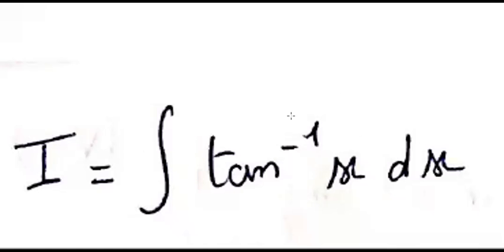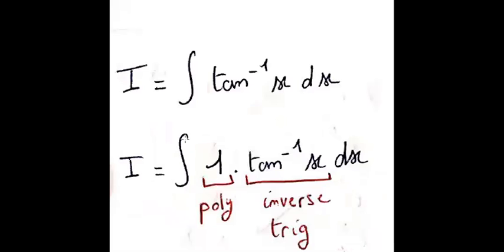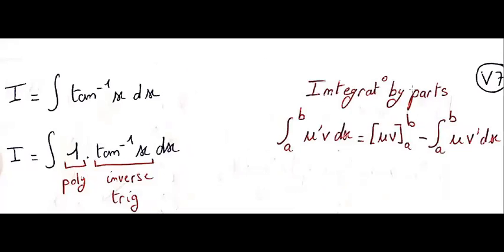We had a polynomial multiplied by tangent inverse, and we used integration by parts to do it. So here, we can write this integral as the integral of 1 multiplied by tangent inverse x dx. So we have a polynomial, which is 1, a polynomial of degree 0, multiplied by tangent inverse, which is an inverse trigonometric function. So we have a product of two functions of different types. And to solve this integral, we use integration by parts.